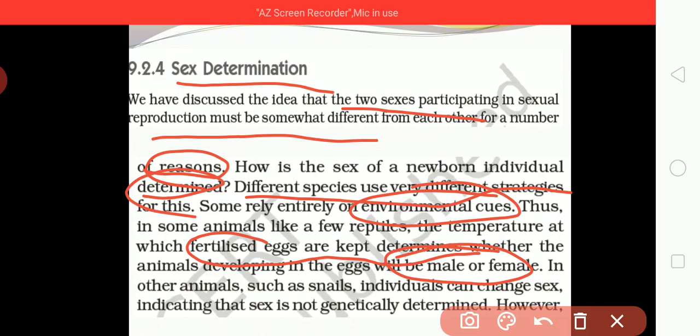In other animals, such as snails, individuals can change sex, indicating that sex is not genetically determined. It cannot be determined genetically.